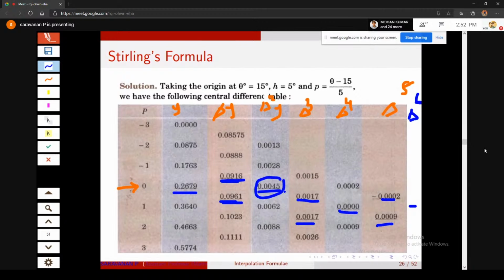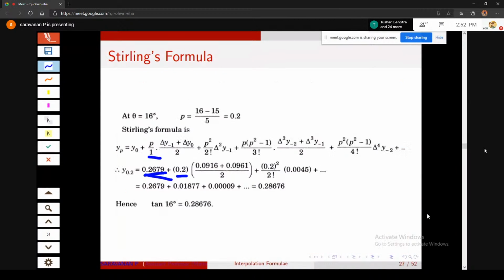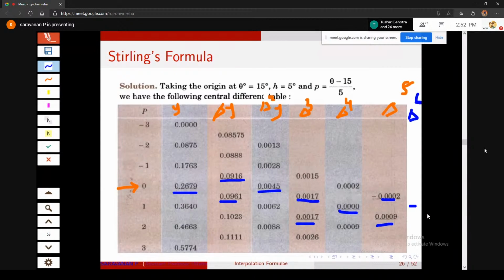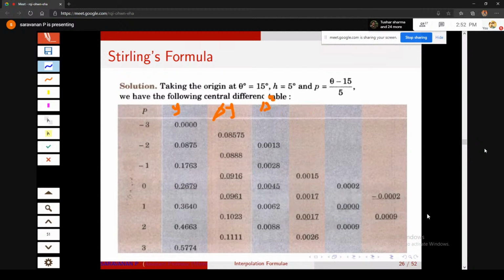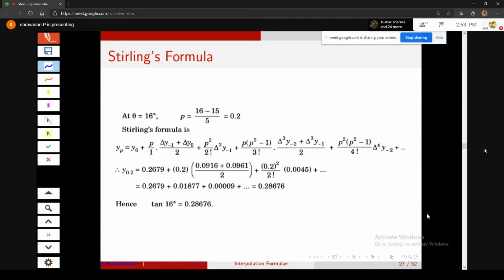Okay, so what is the next term? P square by 2 factorial into this. Then P into P square minus 1 square by 3 factorial into this plus this by 2. Plus P square into P square minus 1 square by 4 factorial into this. Then P into P square minus 1 square into P square minus 2 square by 5 factorial into this plus this by 2, and so on. Are you getting the idea? That's all. So simplify, you will get the answer.